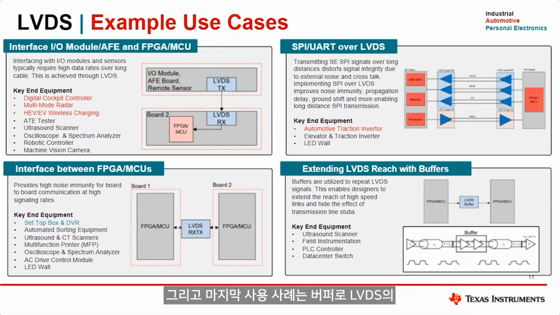And then the last use case is for extending the reach of LVDS with buffers. LVDS buffers, as I mentioned, repeat the LVDS signal. They can also be used in multi-drop configurations to hide the effect of transmission line stubs. So I'll talk a little bit later about the different buffers that TI has in our portfolio.